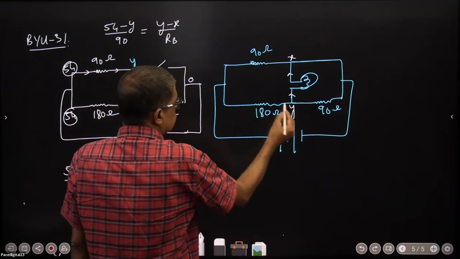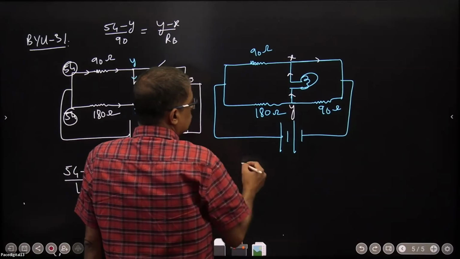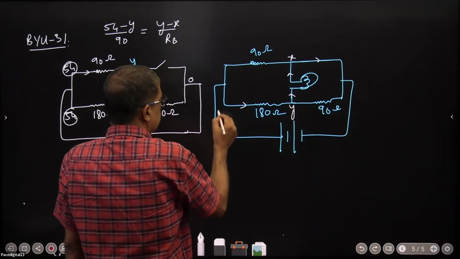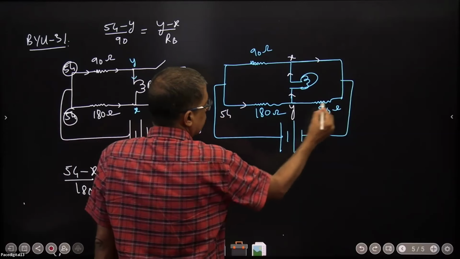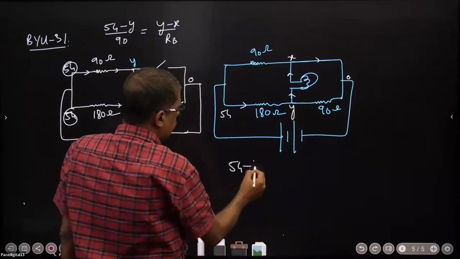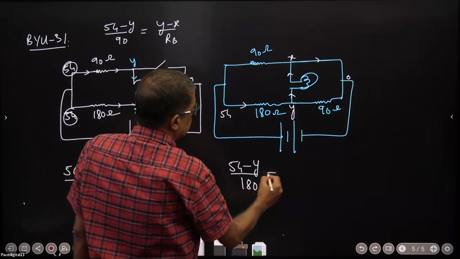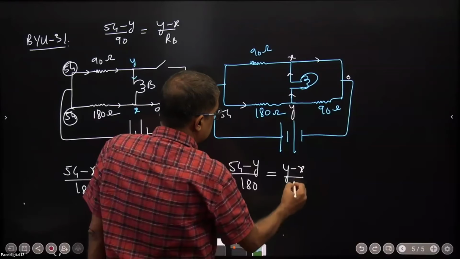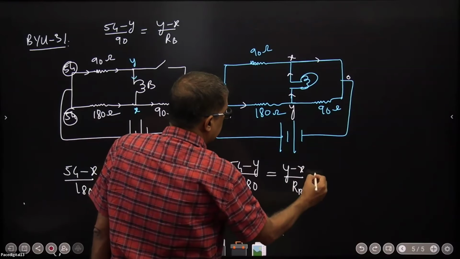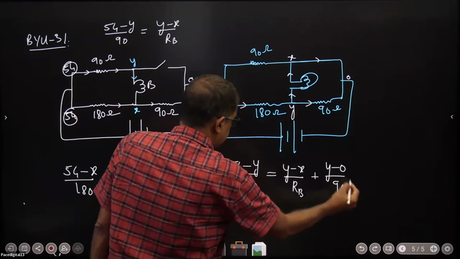Now come over to this. This incoming current, whole of that should go into this particular branch. This is 54. This is 0. 54 minus Y by 180 should be equal to Y minus X by resistance of the bulb less Y minus 0 by 90.